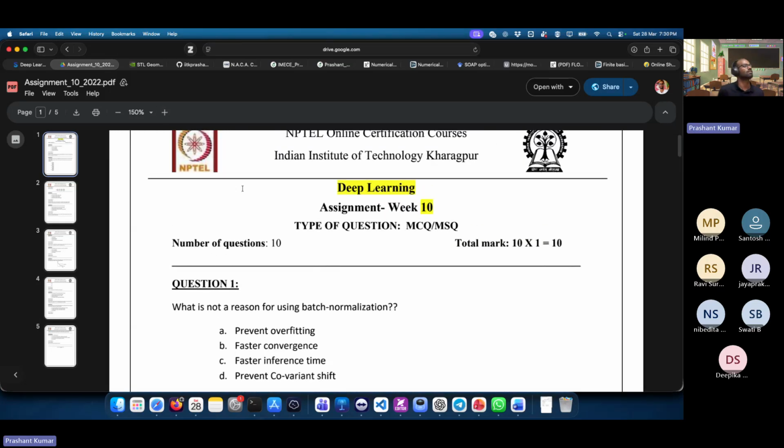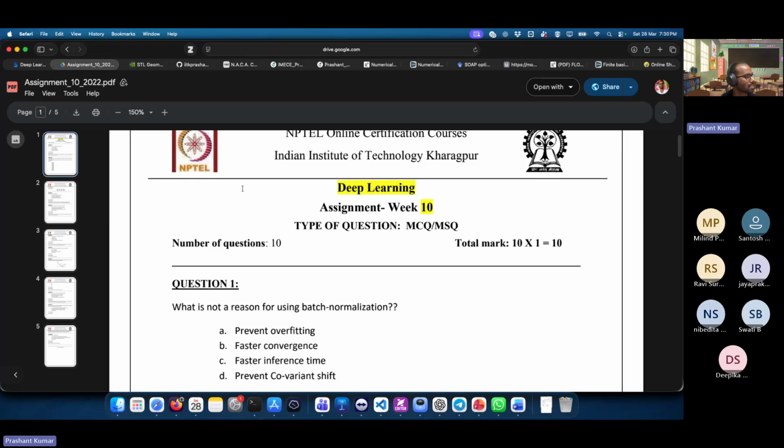Okay. So yeah, what is not a reason for using batch normalization? What is inference time? Inference is prediction. Then D should be the answer. Covariant shift. No, option C should be correct, right?